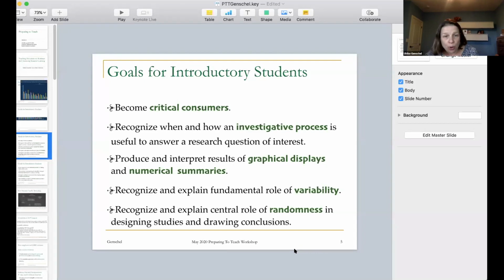The central role of randomness. What is a random sample, a simple random sample? What are other types of sampling that are adequate? Sometimes you need certain types of sampling given your research question, and you may need sampling ideas like cluster sampling or stratified sampling. And randomness is something that I believe students underestimate.